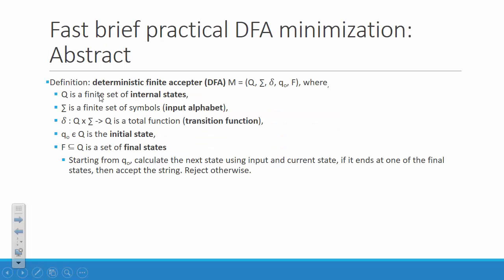So in our paper's abstract, we have the definition of a DFA, with Q being the finite set of internal states, and then we have input alphabet, the transition function, initial states, and final states talked about in this course. Starting from Q0, we calculate the next state using input and current state, and if it ends at one of the final states, then we accept the string, otherwise we reject the string.